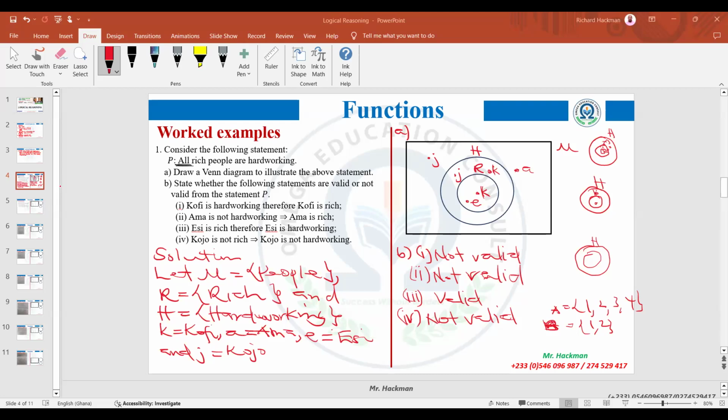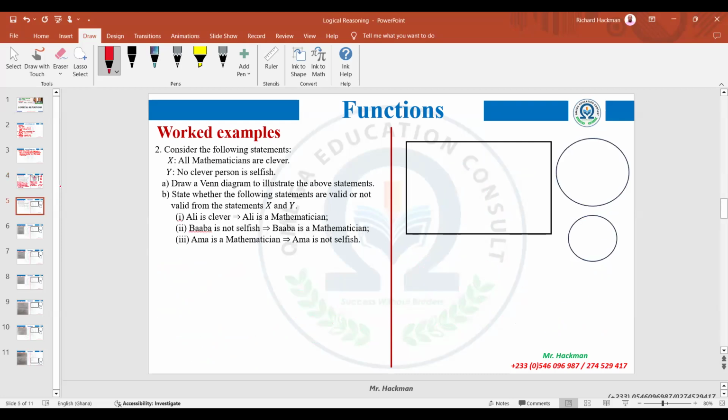All right. I think we can move on to the next question. So let's see what the next question has for us. Question 2, consider the following statements. Can you see clearly? Can you see what I have here? So you can read.